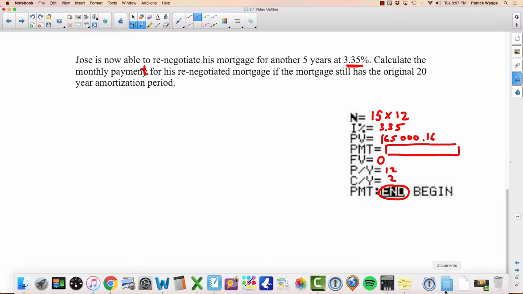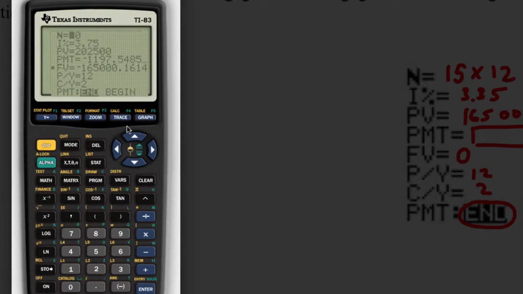Okay, back to the TI-83. So up to the top, 15 times 12, you can do it in your head or with a different calculator, but I'll just type it in there. 15 times 12 tells me it's 180. Great. Interest rate goes down to 3.35. The present value is 165,016 cents. The payment is what we're going to figure out. You can leave whatever you want in there. I'll just put it to 0. Future value we want to be 0. 12 to n. That's it. We want the payment. Go up to payment. Alpha. Enter. We've got our answer.